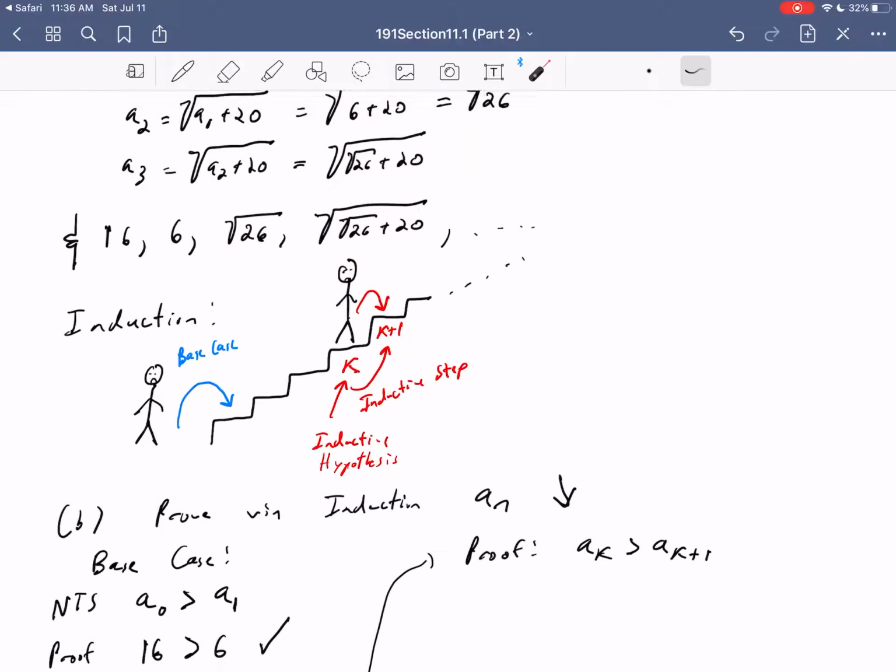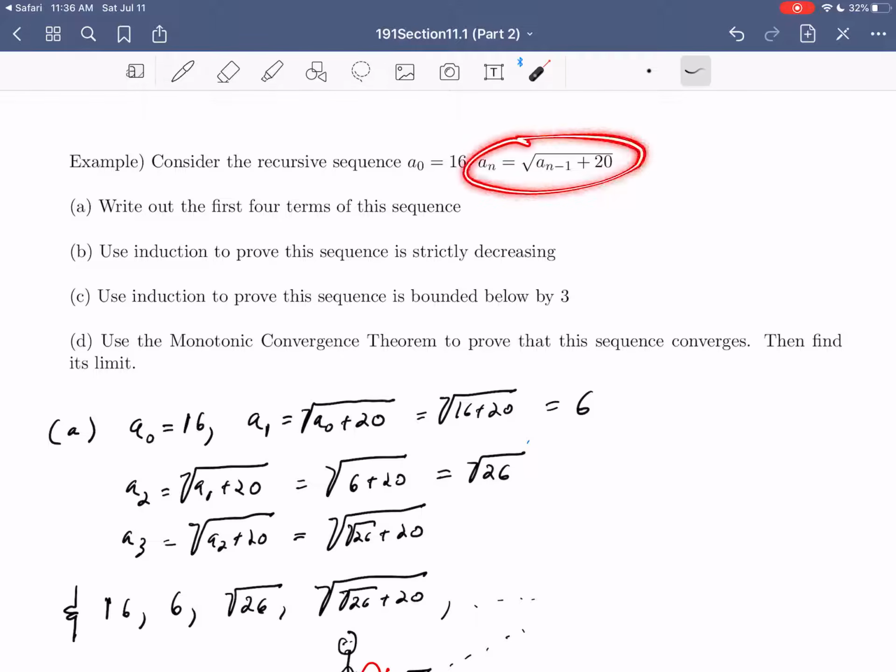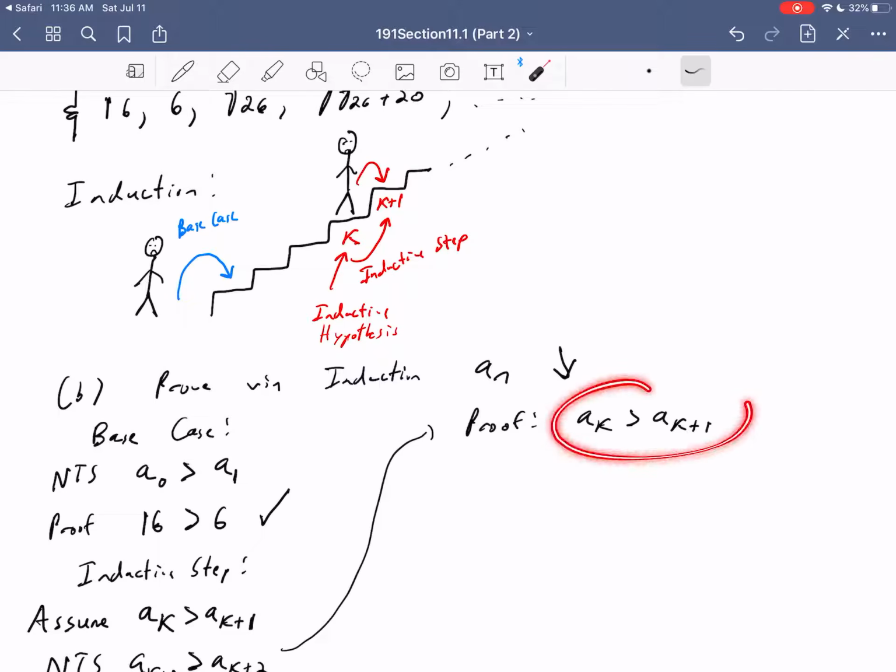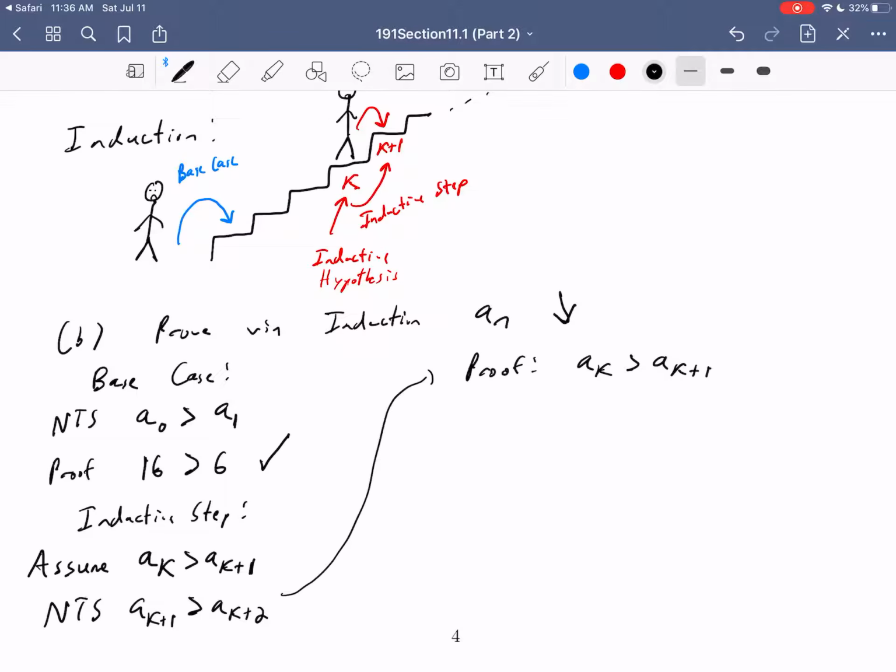Well, remember, we have this equation that tells us how to get to the next step. So we're going to follow this, and by follow this, I mean we're going to use order of operations. When we did those calculations, the first thing we always did was add 20. So let's add 20 to both sides here. Is adding 20 going to change the direction of the inequality? Not at all. So we're going to get AK plus 20 is also greater than AK plus 1 plus 20.